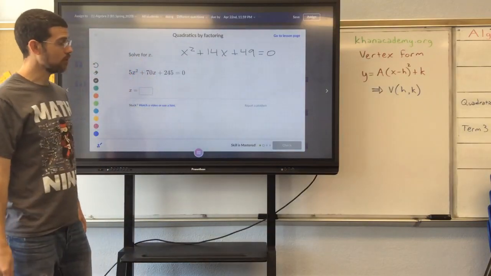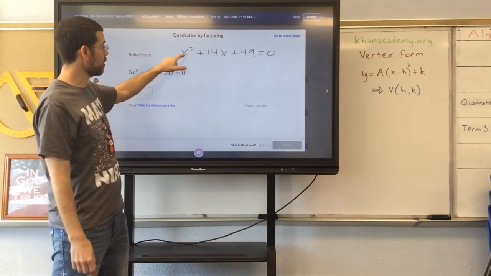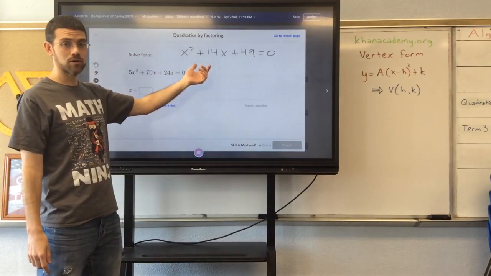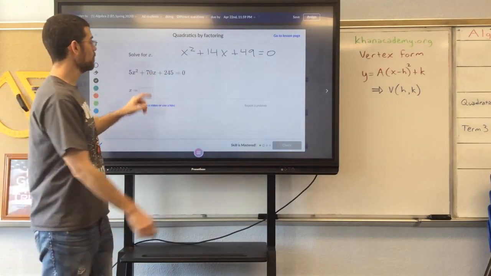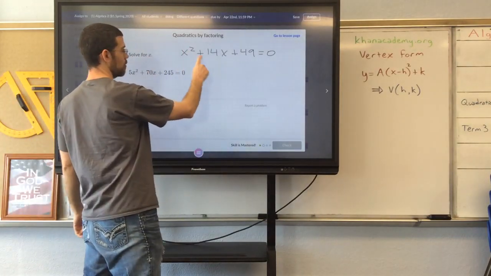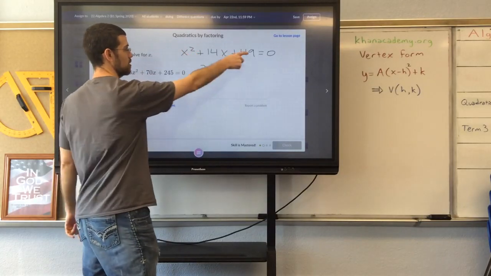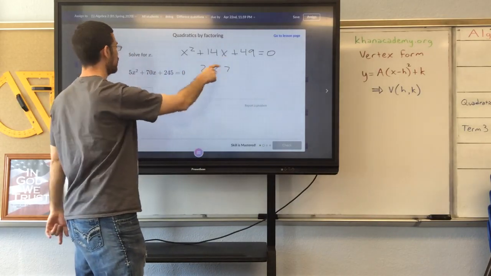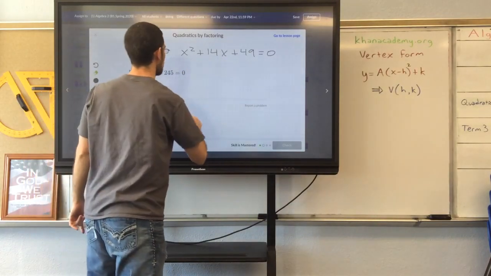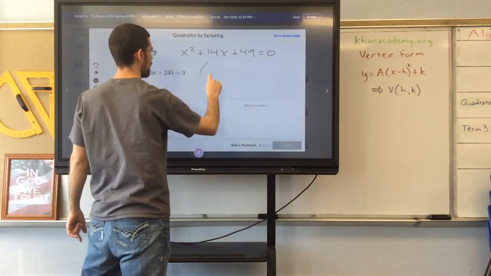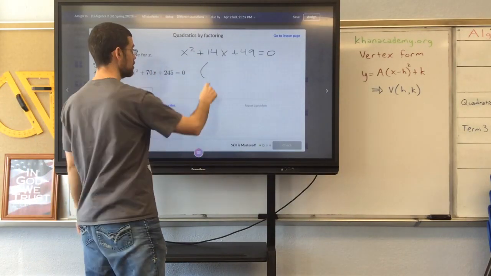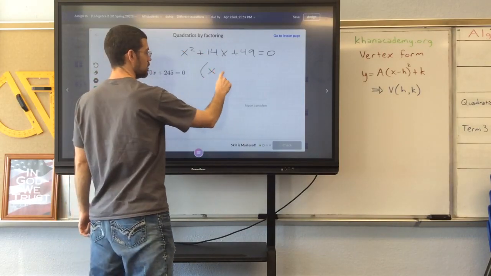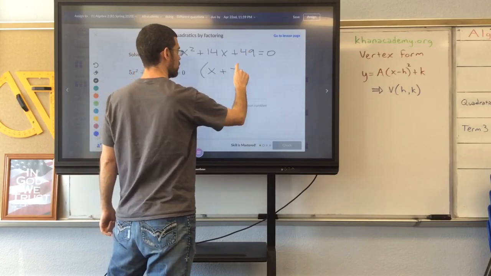It looks like it could be a perfect square trinomial because we've got a square first and last term. So we just need to check, is the middle term correct for that pattern? That would be 2 times the square root of the first term, which is x, times the square root of the last term, which is 7. 2 times x times 7 is 14x. So yes, this is a perfect square trinomial, so we can factor it as such. Square root of the first term, sign of the second term, square root of the third term.